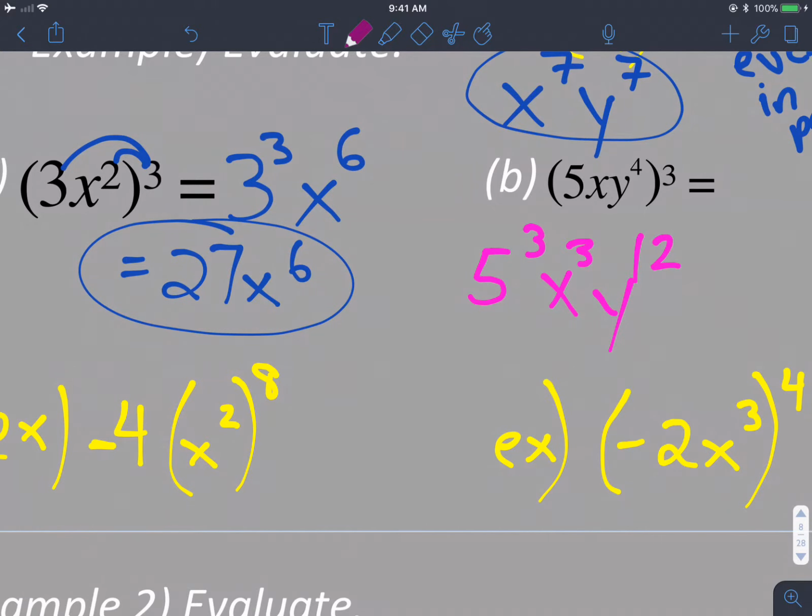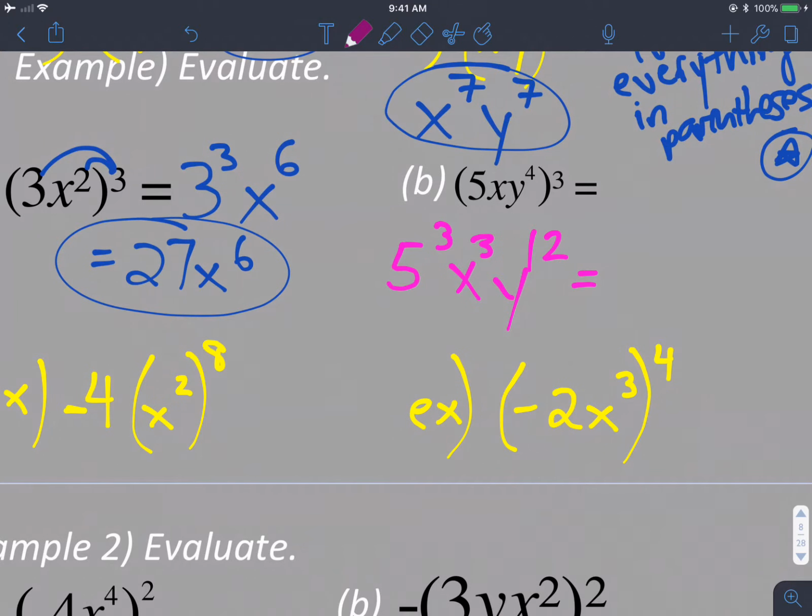You're not done yet, though, because now we have to do 5 to the 3rd. Five times 5 times 5. Let's see, 125. So 125, x to the 3rd, y to the 12th. All right, a couple more.